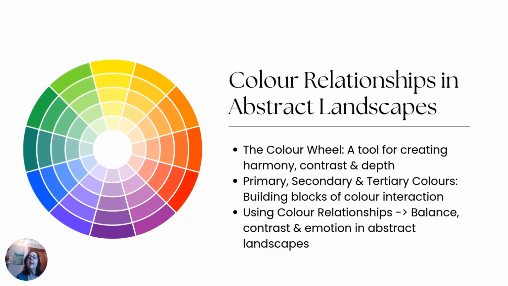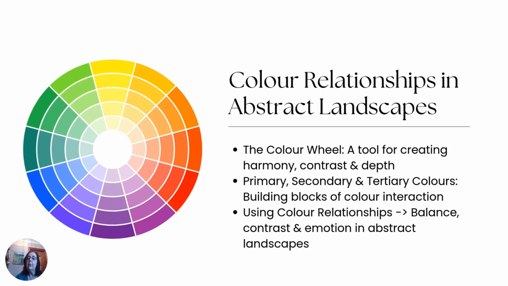So how does this apply to abstract landscapes? Analogous colours, colours next to each other on the wheel, like blues and greens, create a sense of harmony and flow. Think of a cool, misty seascape where the colours blend softly together. Complementary colours, opposites on the wheel, like blue and orange, create bold contrast and energy, like a glowing sunset against a deep blue sky. Split complementary adds additional complexity and variation while still maintaining balance.